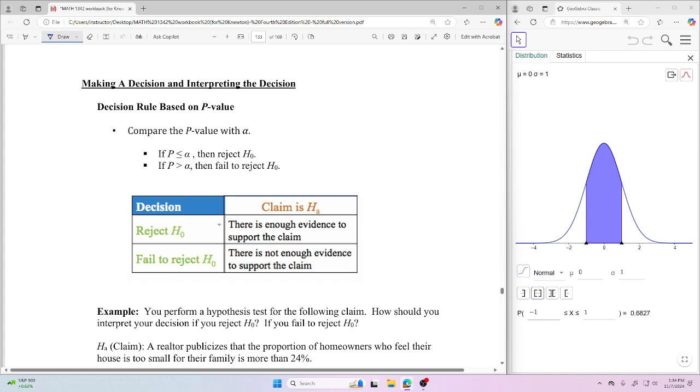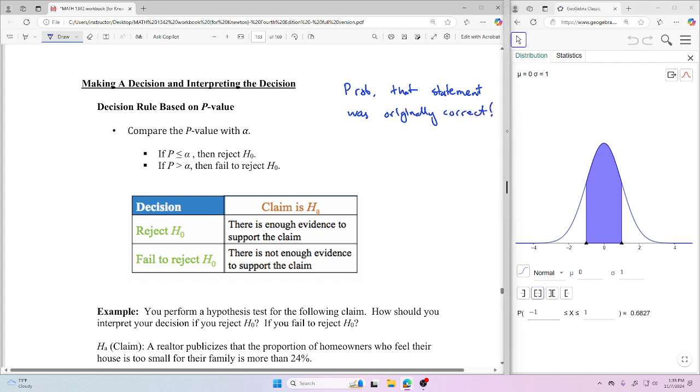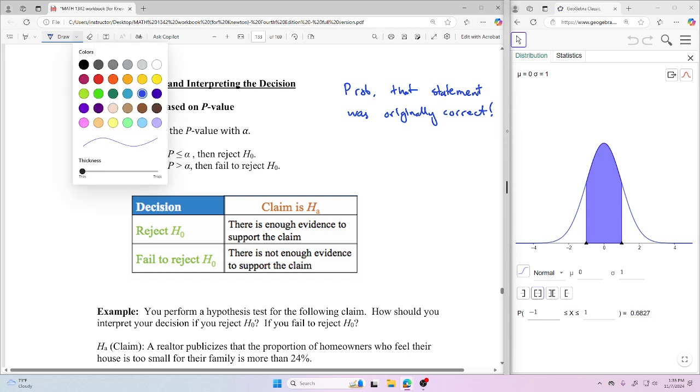And the p-value is kind of like the probability that the statement was originally correct. So again, I'm saying 50% of Americans are female, and that's my statement. It sounds pretty good, right?